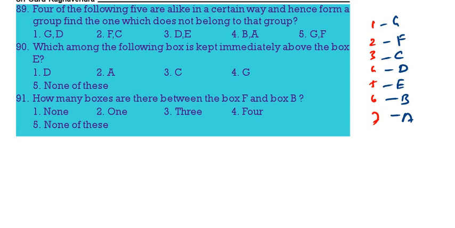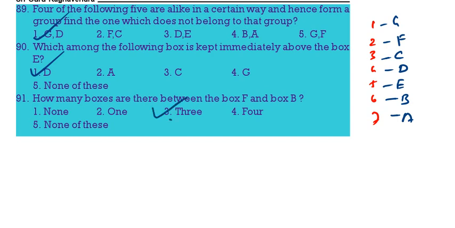Four of the following 5 are alike in a certain way and hence form a group. Which is the one that does not belong to the group? See, GD has a 2 gap, FC no gap, DE no gap, BA no gap. So GD is the odd one out. Which is kept immediately above E? D.